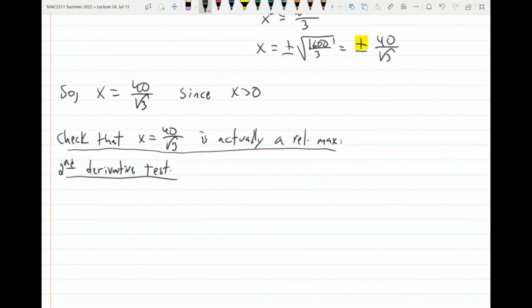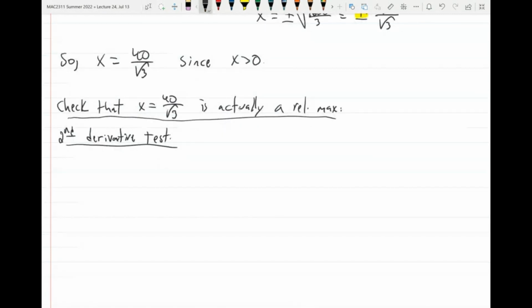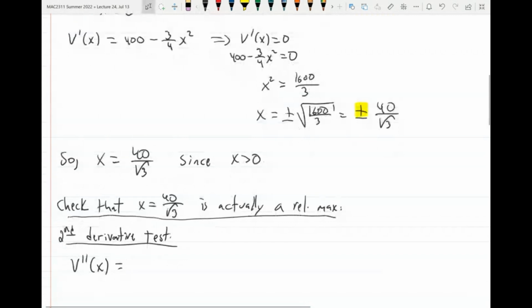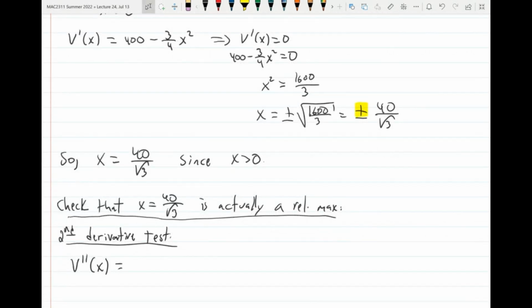Which says, okay, make sure that you have a stationary point. That's what we have. This is the one that gave you derivative equal to 0. Then find the second derivative of the function, which in this case is... So as f prime, so the second derivative, 400, that's just 0. So we're going to get negative 3/2 x.